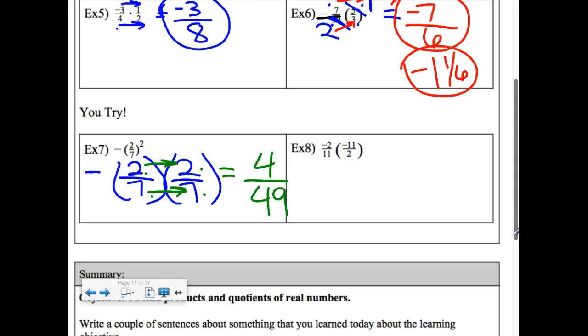Now again, I'm hoping everyone notices, oh wait, there's this negative that's chilling out in front. So it's just going to go out in front of our fraction here. So our final answer is -4 over 49.